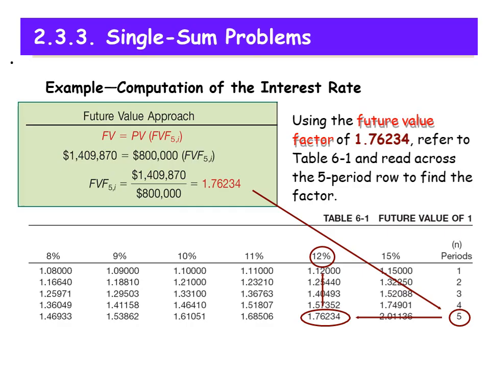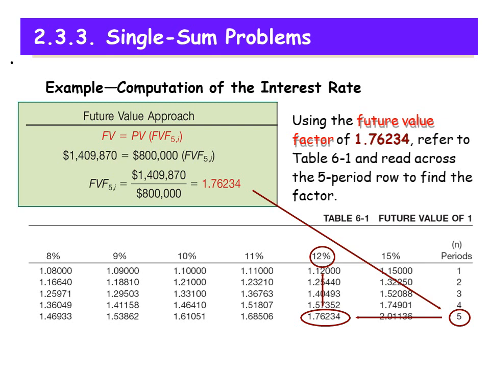Then when we go into 5 periods, our factor is found between 11% and 15%. The interest rate is in between these. We can get 12%. This is 1.76234, the factor found at 12% interest. So our interest is 12%. Or you can get it by using a formula.